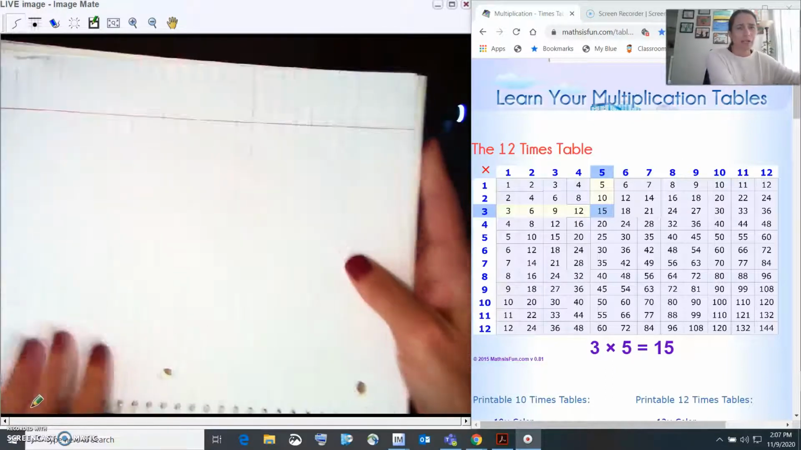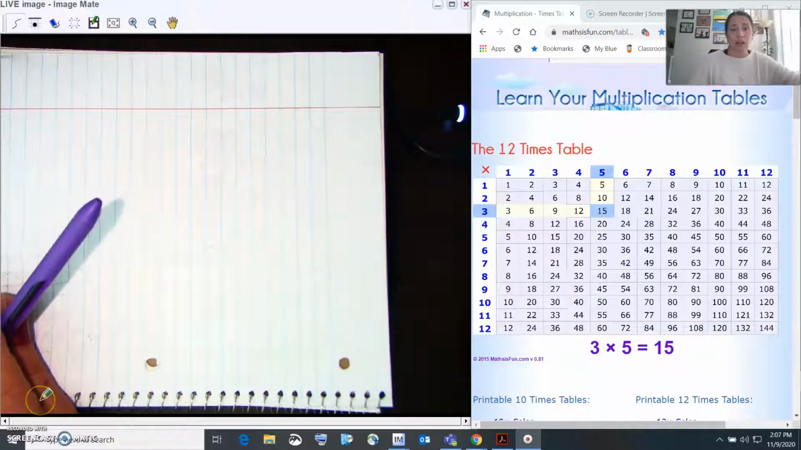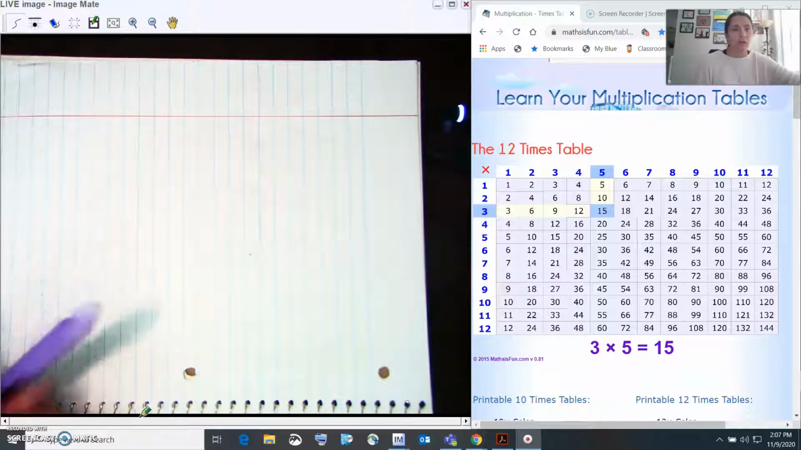So I'm going to turn my paper sideways just to help us line up our numbers, because that's going to be really helpful. I encourage you, if you have your multiplication chart, have it out, or pull it up online like Ms. Corbin has right here.